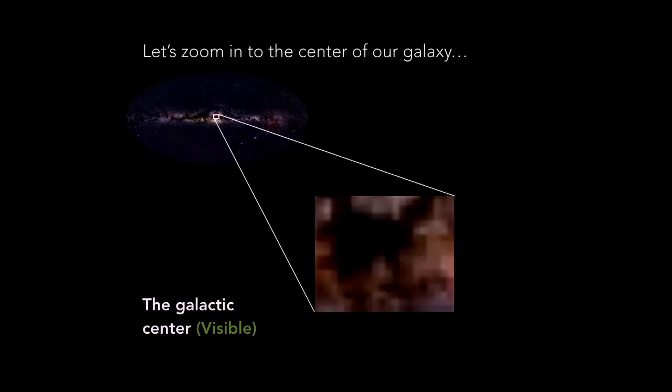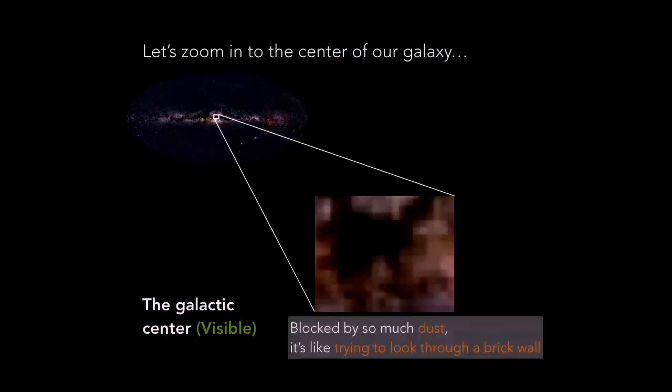It's just a blob. There's very little that you can actually see. This is because you're blocked by so much dust. It's like trying to look through a brick wall. I'm sorry that the slide is kind of cut off at the bottom. But along some lines of sight to the center of the galaxy, you're blocked by so much dust that the amount of light that gets through is reduced by a factor of one with like 20 zeros behind it. And so you see nothing.